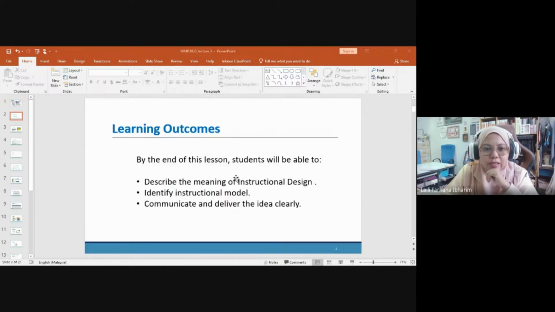So for today, the learning outcomes for this topic are, first, to describe the meaning of instructional design; second, to identify instructional models; and the third objective for our class today is to communicate and deliver the idea clearly.